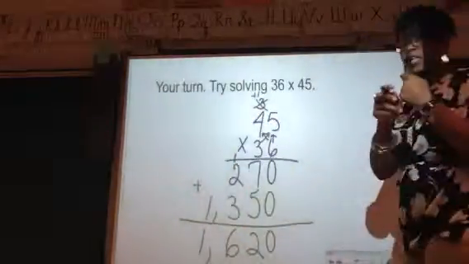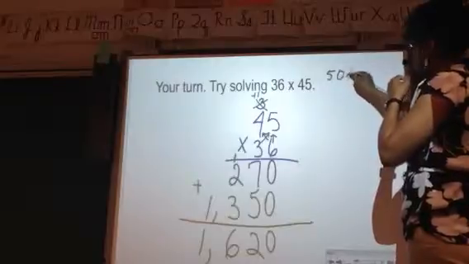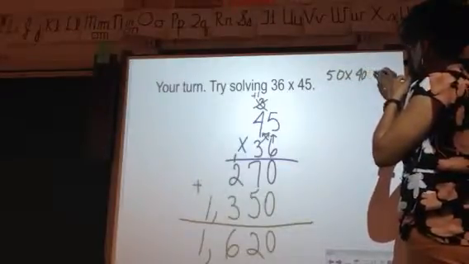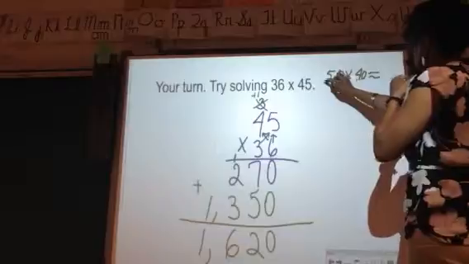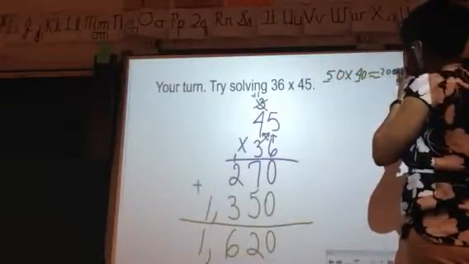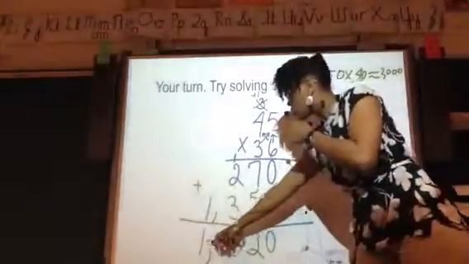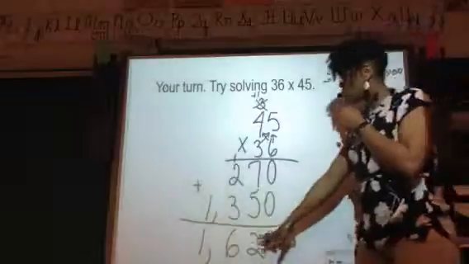So, oh, forgot to estimate. You always want to estimate. So 45, let's estimate that to about 50. And then 36, let's do that to about 40. Think of this as 5 times 4, which is 20. Bring over 2 zeros. So 2,000. And then see how this is 2,000. And that's not too far from 1,600. So this is a reasonable answer.